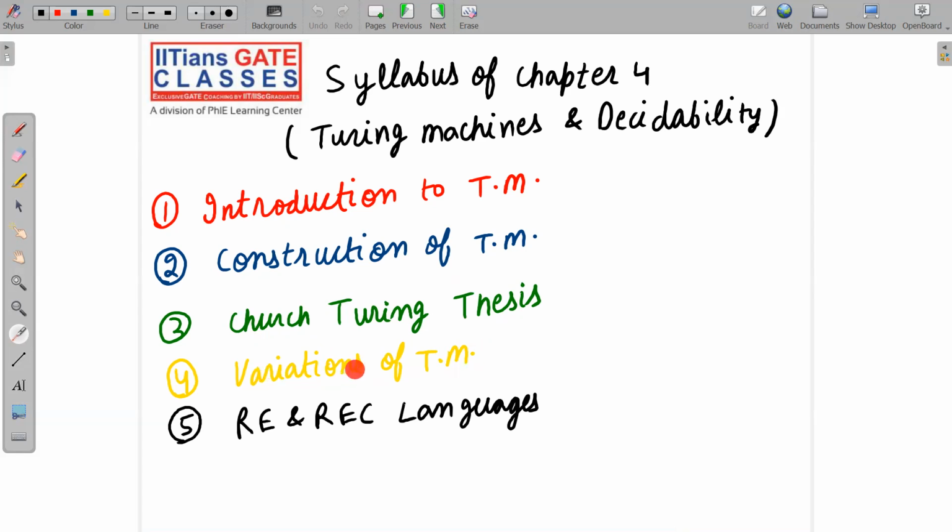So in this topic, we are going to study some variations, like in place of a single tape, we have multiple tapes in Turing machines. In place of a single read write head, we have multiple read write heads. In place of a single track, we can have multiple tracks and so on. So we will study some variations. Okay, and none of them is more powerful than the standard Turing machine.